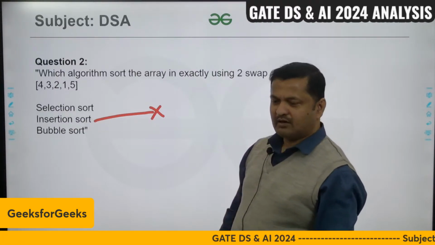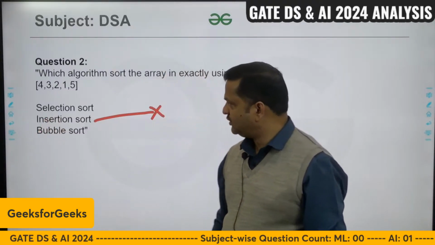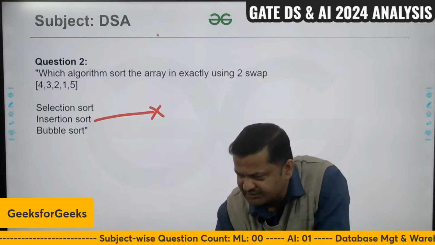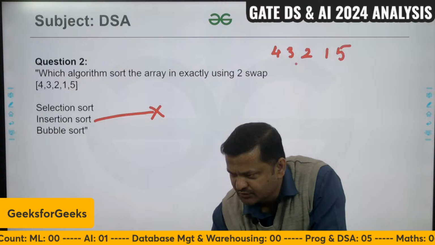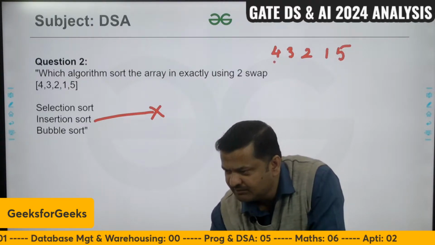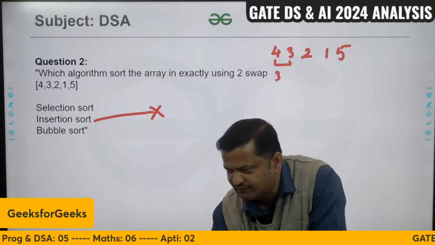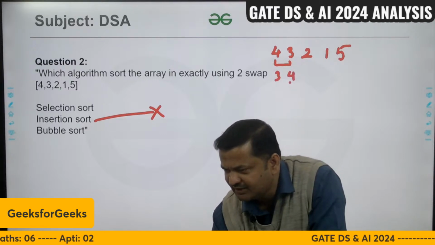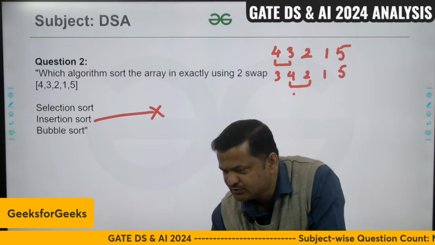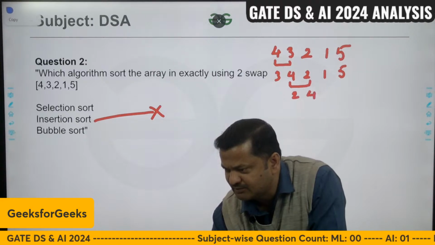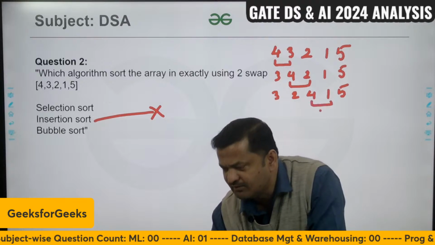Then there are two possibilities, bubble sort and selection sort. I'll check with bubble sort. Let's say this is the sequence 4 3 2 1 and 5. Bubble sort works on comparison of pairs of elements. So 4 is compared with 3, and since 3 is smaller than 4, it will get swapped. Then the next pair, 4 and 2, is compared, and 2 will be swapped and 4 will take this position, and then 5. In the next iteration 4 is compared with 1.